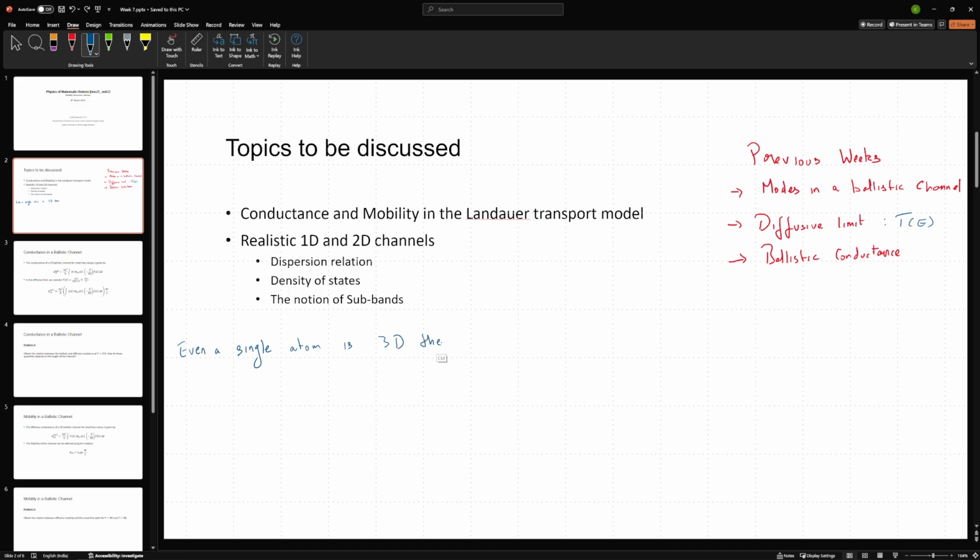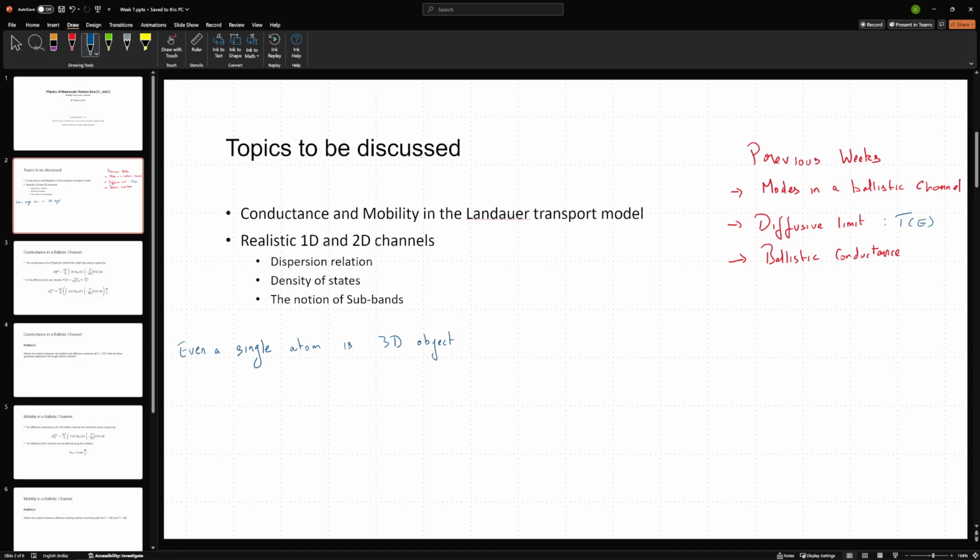It is a 3D object. So then what do I mean by a 1D channel? What do I mean by a 2D channel? Now, the idealized notion of this was seen in the previous weeks where I said this 1D and 2D essentially talks about the unrestricted motion of electrons along either one direction, two linearly independent directions, or zero directions, or all three spatial axes.